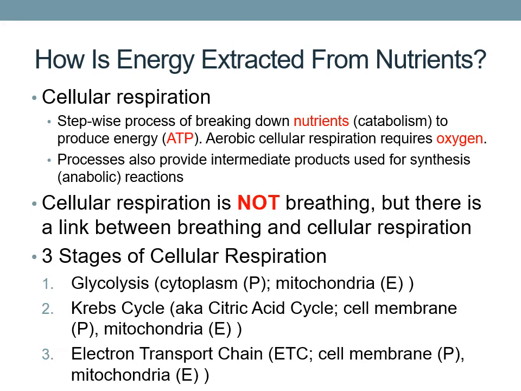Nutrients are transported into the cell and then broken down in a stepwise manner during catabolic reactions to produce cellular energy in the form of ATP. Aerobic cellular respiration requires oxygen to keep these metabolic processes going. Cellular respiration also provides intermediate products that can be used for synthesis or anabolic reactions. In multicellular organisms with lungs, cellular respiration is not the same as breathing, but there is a link between inhaling oxygen and cellular respiration.